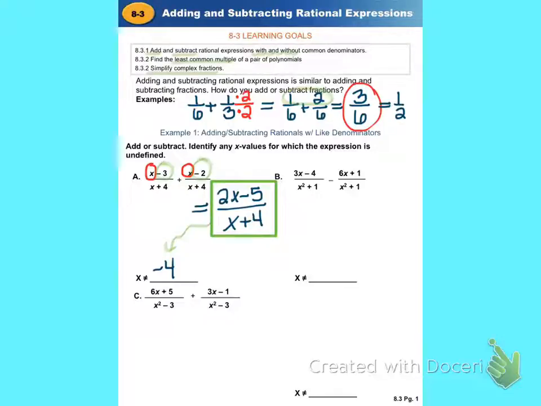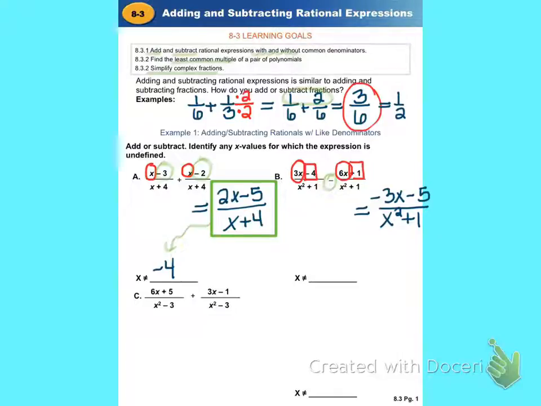So I noticed that I have a common denominator of x squared plus 1. So I'm going to go ahead and write that as my denominator, and this time it's subtraction. Ooh, I almost missed that. So this one is subtracting, so I have to subtract my like terms. I've got a 3x and I'm subtracting 6x. So 3x minus 6x is a negative 3x. And then I have a negative 4 and I'm going to subtract a positive 1. So negative 4 minus 1, that's negative 5.